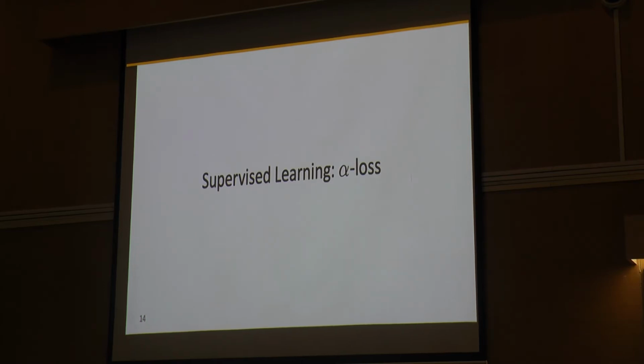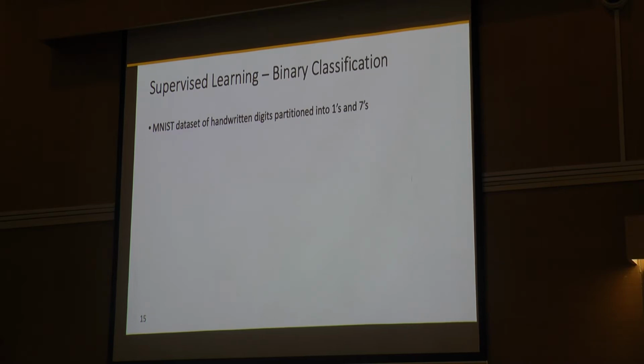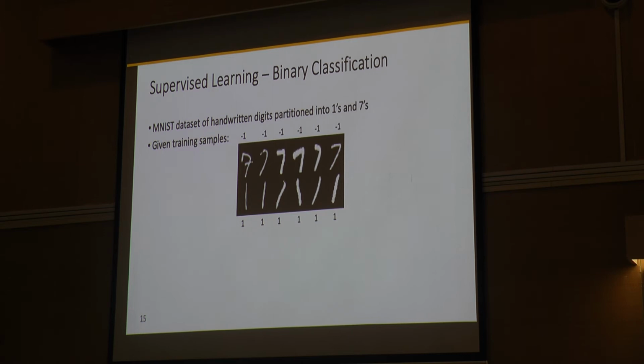In the next 2 parts of the talk, I'm going to talk about how you can apply alpha loss in the supervised setting and what the optimization landscape looks like. Okay? So let's take a simple example. MNIST, this is a data set of handwritten numbers from 0 to 9. We'll just take the 1s and the 7s, and our goal is to come up with a way to distinguish between 1s and 7s, right? We want to come up with a learning model that does that.